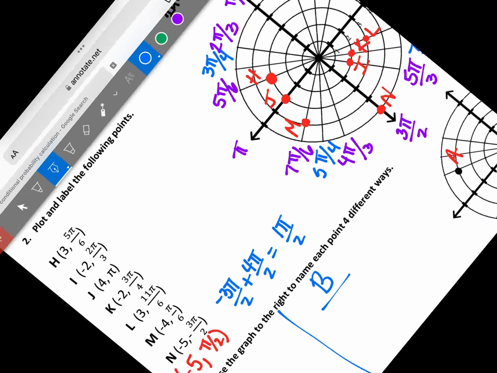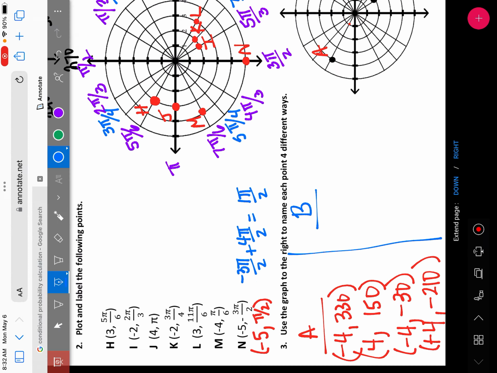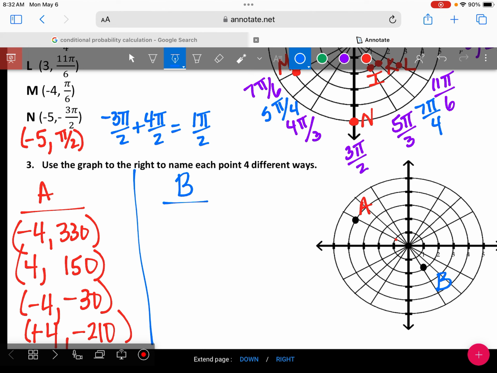Okay, so what's one way you call this point B? So this one is on the second ring, so all our radius should be 2 or negative 2. You said 2, 300? Yep, that would work. Any other ways? 2, negative 60. So negative 60 would be right here, yep. And then 2, negative 60 would work.